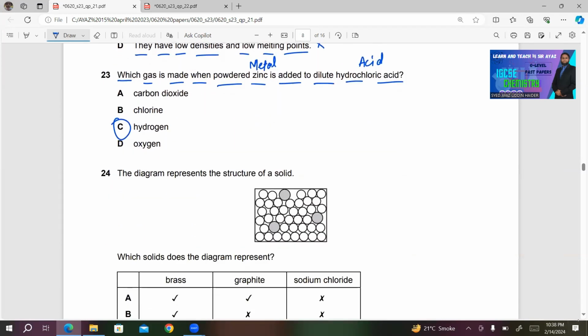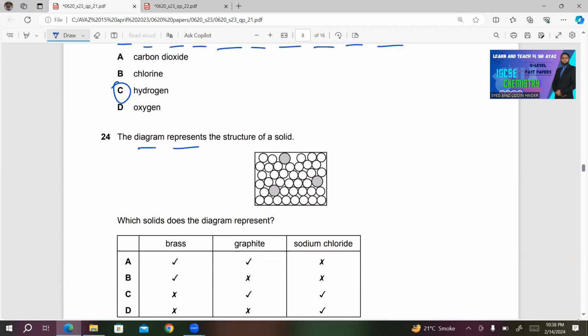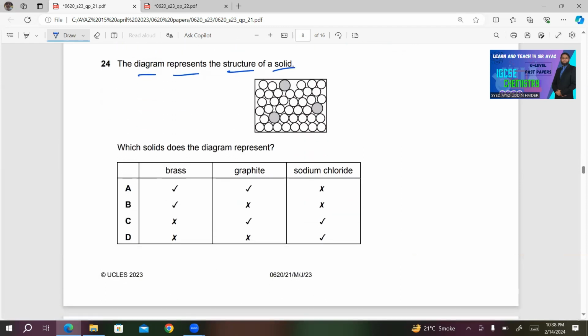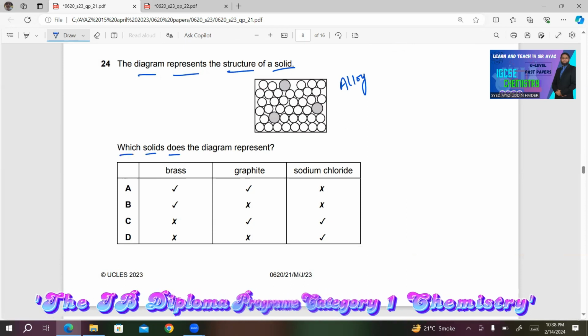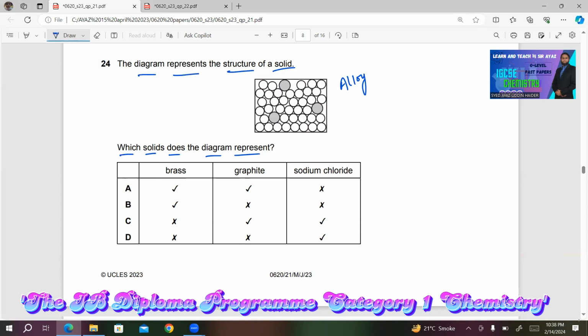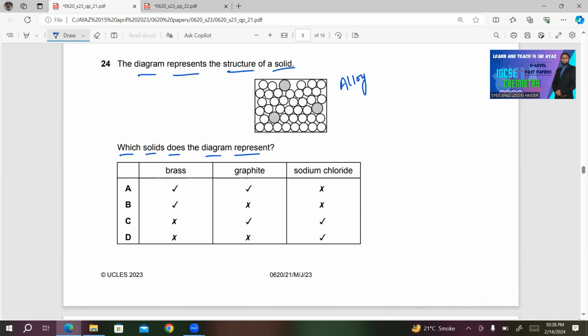Number 24. The diagram represents the structure of a solid. This solid looks like an alloy. As you can see, different size atoms are in this diagram. Which solid does the diagram represent? So we have only brass that can be represented by this diagram. Neither graphite nor sodium chloride can be represented by this diagram. So B will be the right answer in this case.